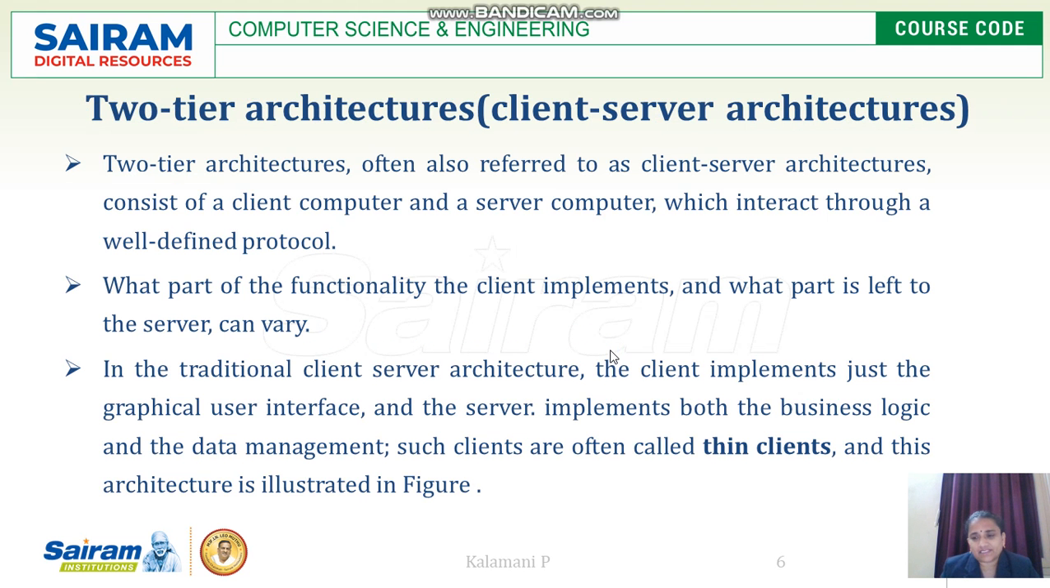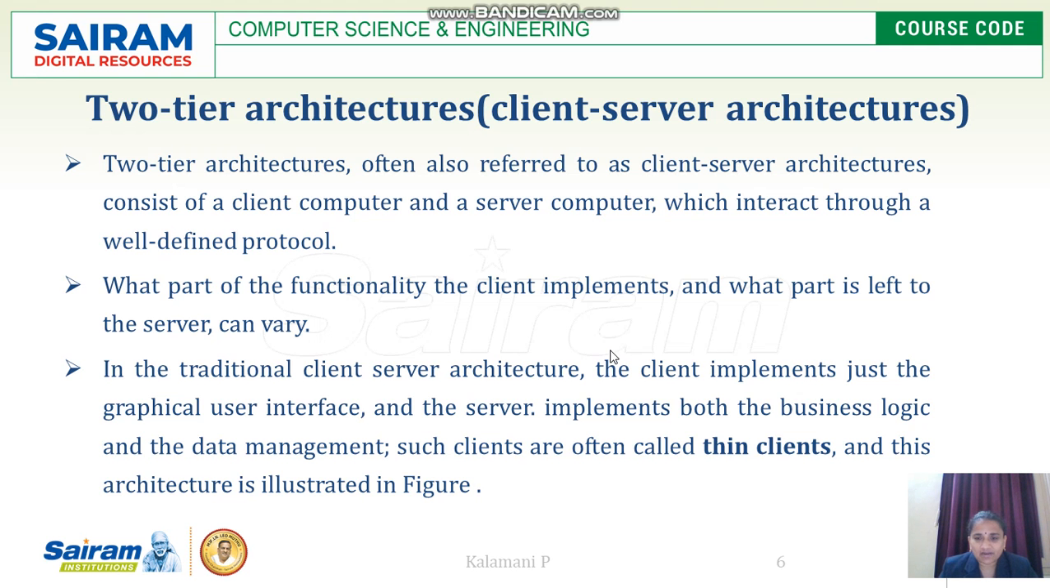Now the two-tier architecture. We know the client-server architecture; you may have studied it in networks also. Two-tier architecture is often referred to as client-server architecture. It consists of a client computer and a server computer, which interact through a well-defined protocol. What part of the functionality the client implements, and what part is left to the server, can vary. What operations should be performed by the server and what by the client is going to vary.